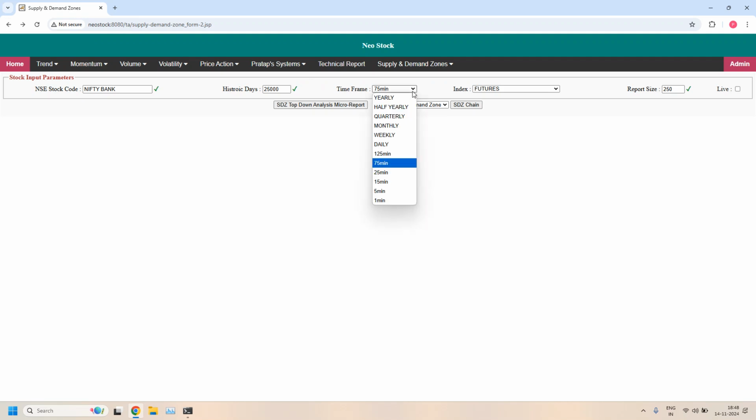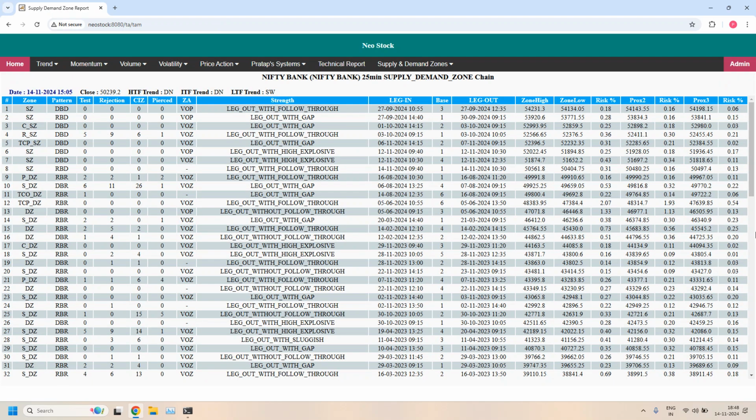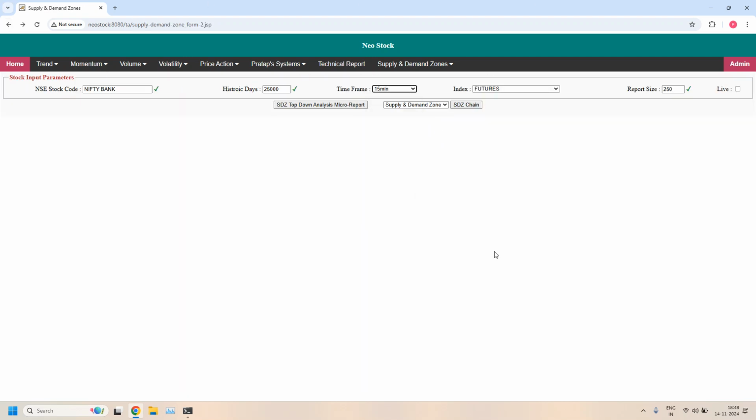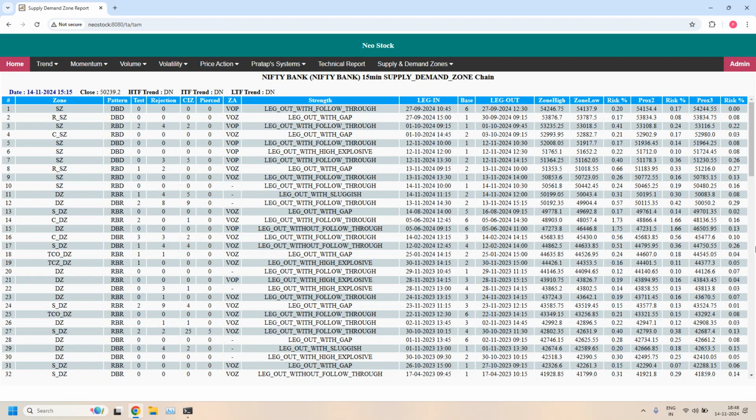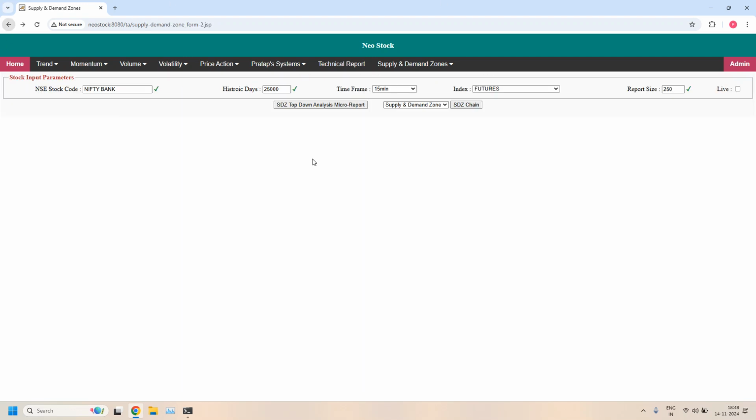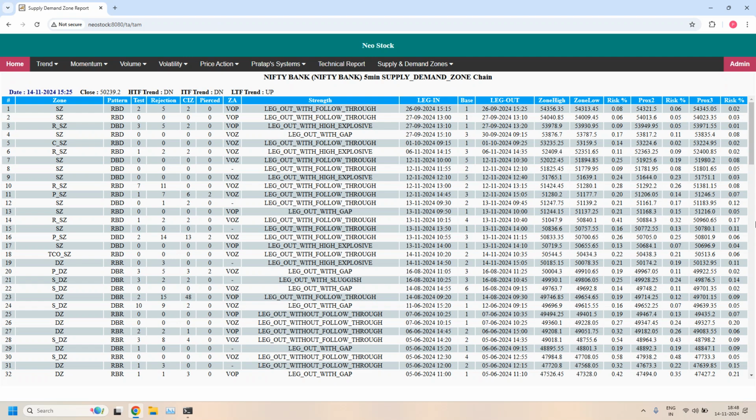Next time frame is 25 minutes, generating 25 minute supply demand zone chain for Bank Nifty. Next time frame is 15 minutes, and this is the 15 minute supply demand zone chain for Bank Nifty. And the last time frame is 5 minutes, and this is the 5 minute supply demand zone chain for Bank Nifty. So this is about Nifty and Bank Nifty supply demand zone chains.